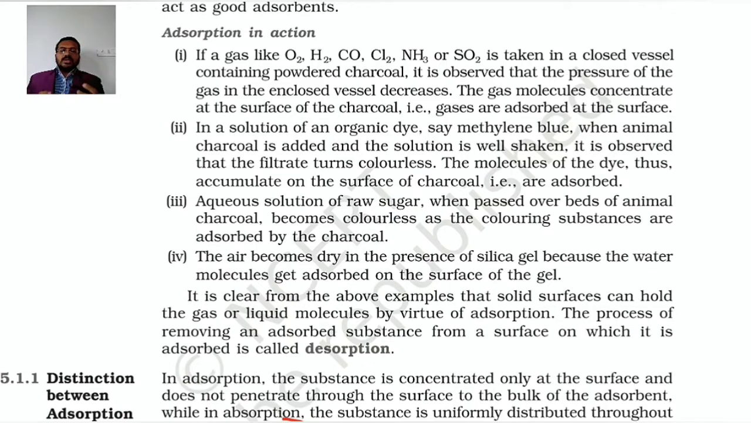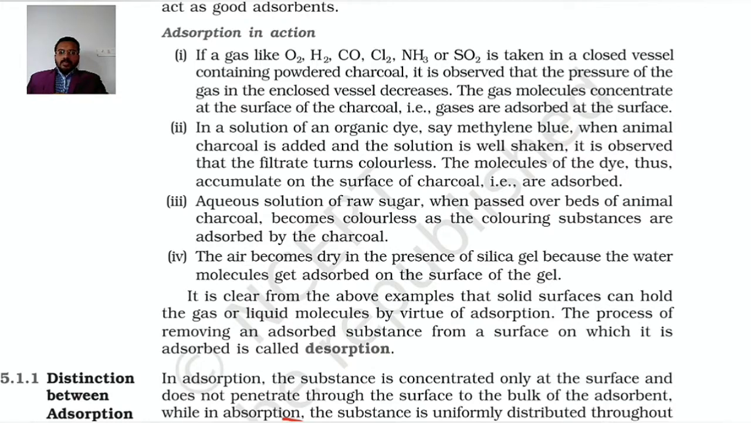And once it is shaken well, it is observed that the filtrate, the color of the solution, turns colorless. Why? Because the coloring part, the methylene blue dye that is responsible for giving color, got adsorbed on the surface of animal charcoal. So the coloring matter is now adsorbed by the charcoal, and no longer can the solution exhibit that particular color. That is the second example for adsorption.